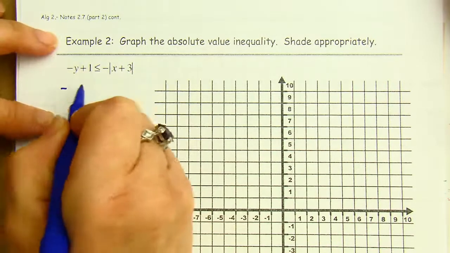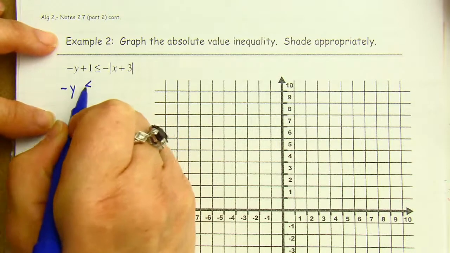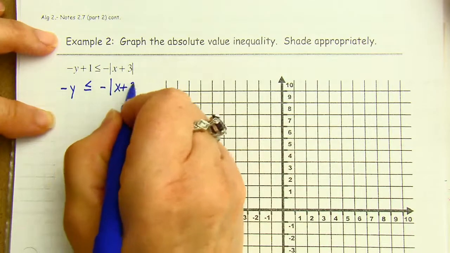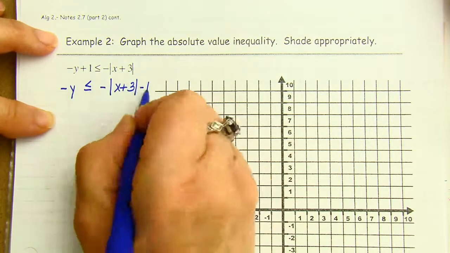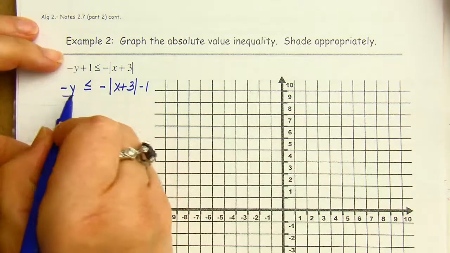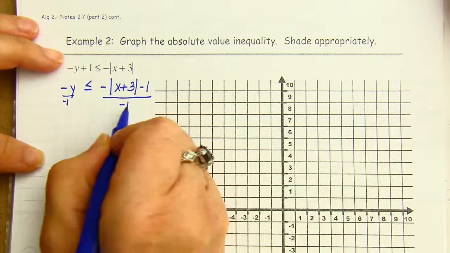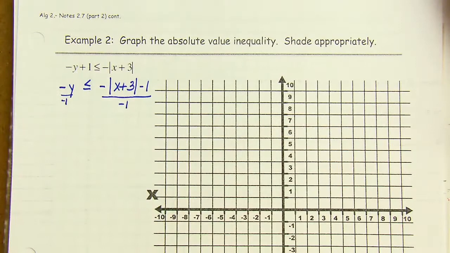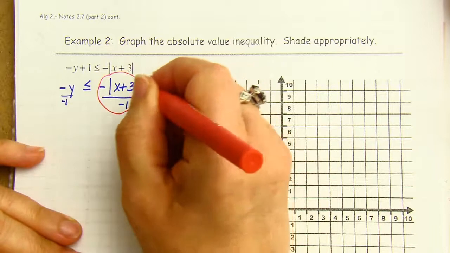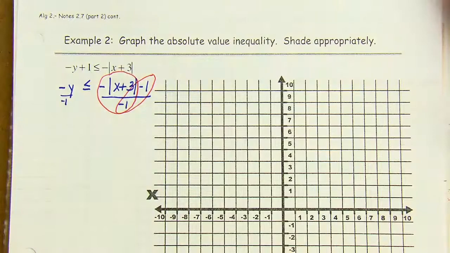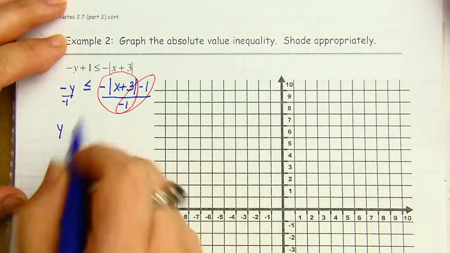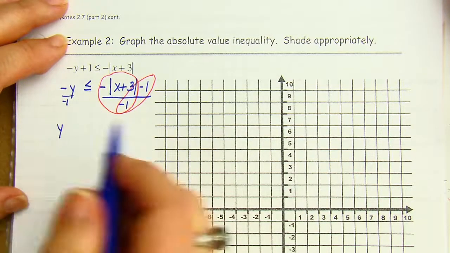So I'm going to show my steps, negative y, excuse me, less than or equal to negative absolute value of x plus 3, and then minus 1. Now I have to divide by negative 1 here. I'm going to divide this by negative 1, and then I'm going to divide this by negative 1. That's going to change the dynamics of my problem. y. When I divide by negative, I have to flip the inequality symbol.